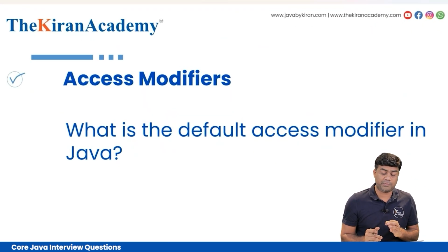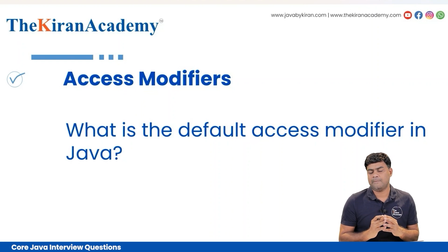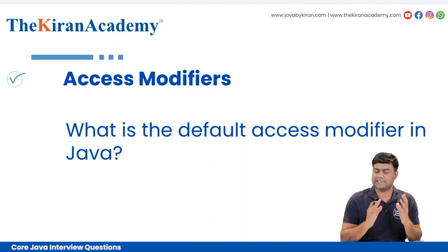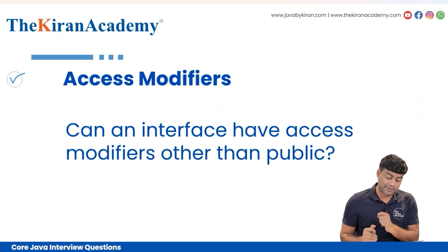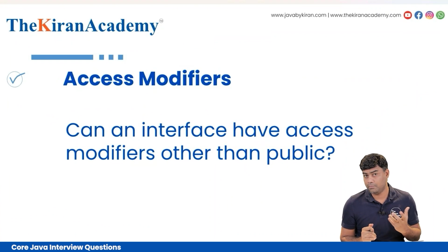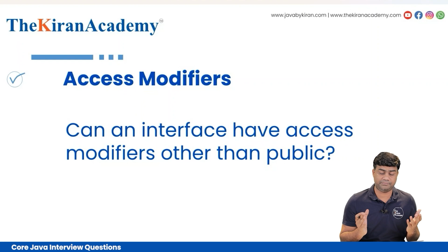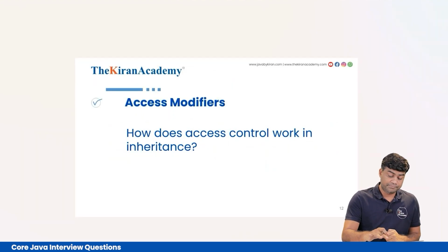What is default access modifier in Java? I already told you, if you want to access variables and methods inside the same package, then you should be having that as default. Can an interface have an access modifier other than public? No, all variables and methods should be public there.